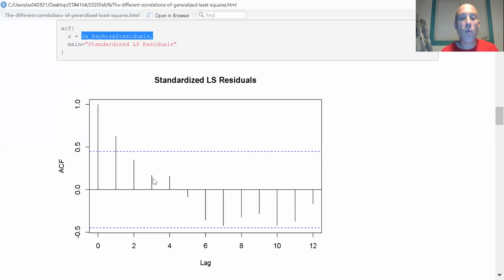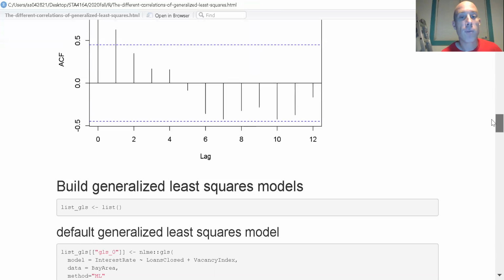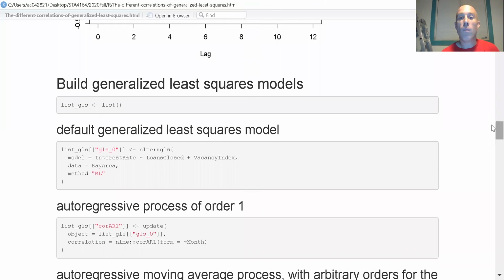So here we can see that we have a correlation going on. Then it shrinks down and stays within the blue band. So here I conclude, using this plot, that I need to worry about a lag 1 autocorrelation. So I need to worry about the correlation between observations and the one prior. This tells me immediately that I need to use generalized least squares. So what I'm going to do is build generalized least squares models.